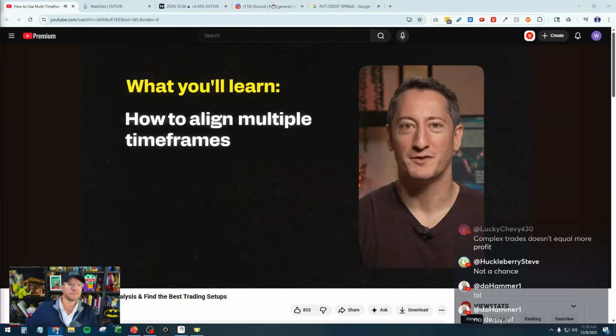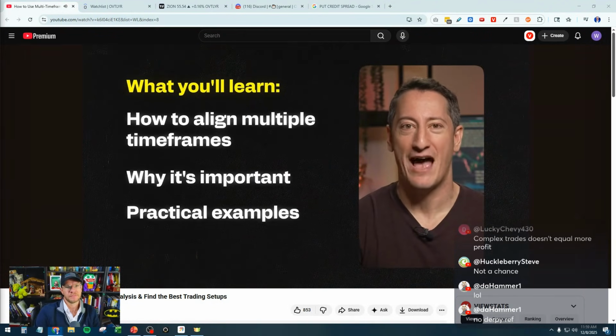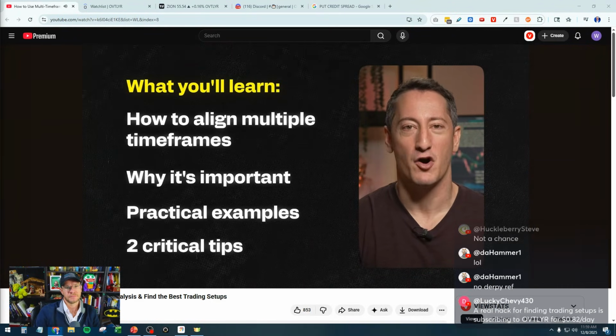So here's how to align multiple timeframes in your trading, why it's important, and I will also walk you through a few examples of exactly how I do it in my own trading. Then at the end, I have 2 critical tips that tie this concept together for your own practical application.